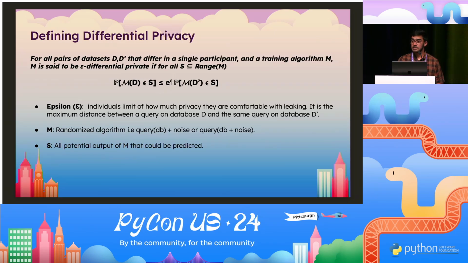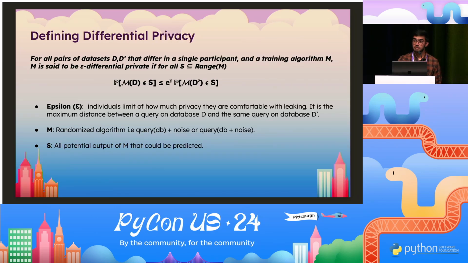It's something that is an input to the algorithm. So you have to choose an epsilon, so that epsilon basically lets you control how much privacy you are willing to give up. So yeah, epsilon is the privacy budget, we call it.